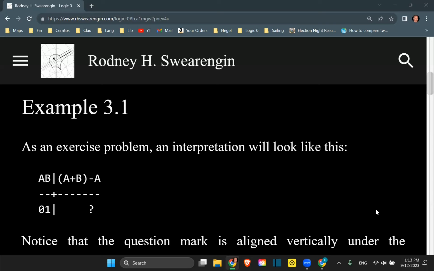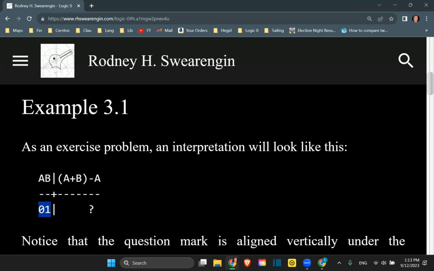Logic 0, example 3.1. All right, so we're going to do interpretations. This is the first example for interpretations. And the interpretation really, literally, or technically, is this far left-hand set of columns. A and B are interpreted as being even and odd, respectively.